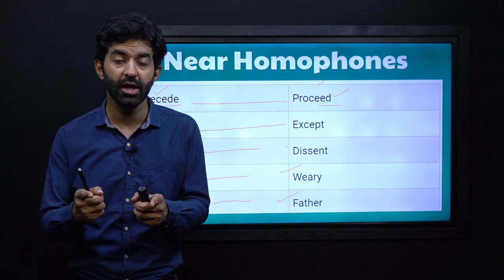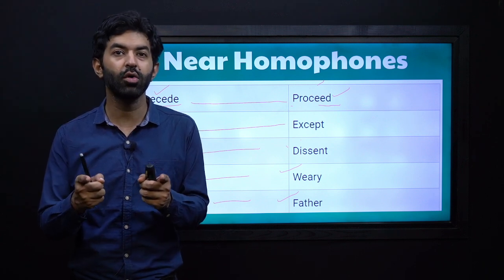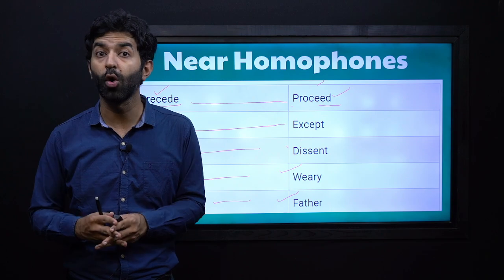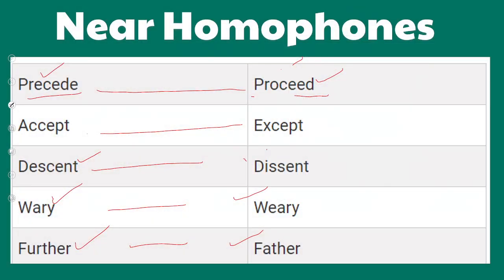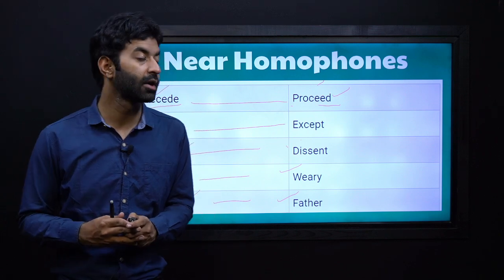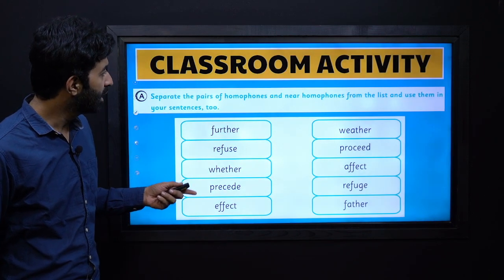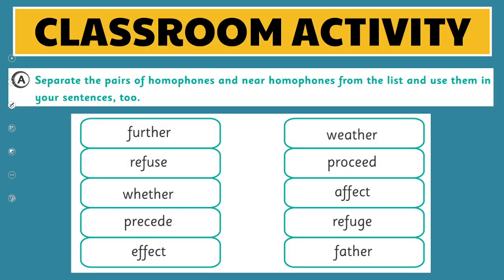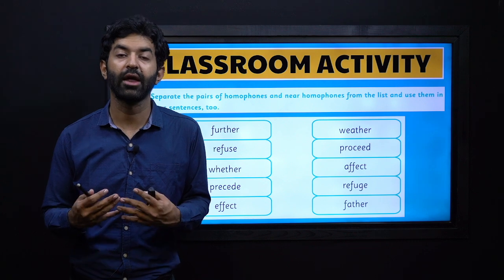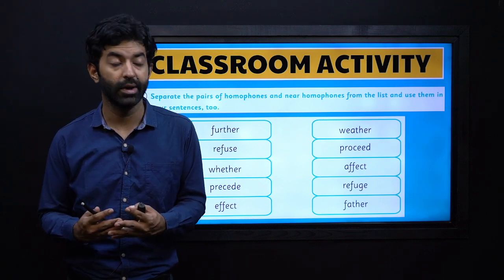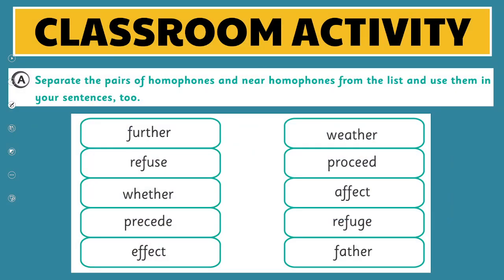So all of them are examples of near homophones. Now, students, can you come up with 4 to 5 examples of near homophones? Do it quickly, find them out, and show your understanding. Now, this is your classroom activity where you will pause the video and do this activity quickly. You have to separate the pair of homophones and near homophones from the list and use them in your sentences too, to show your understanding.